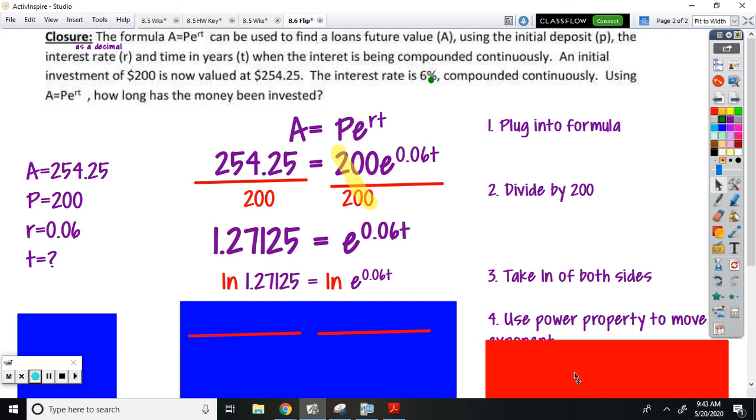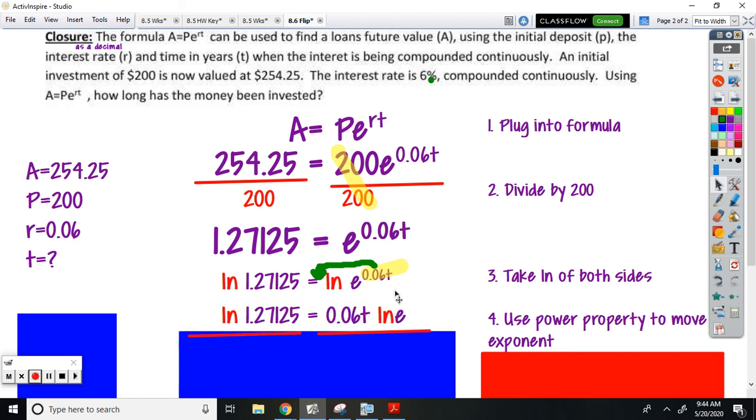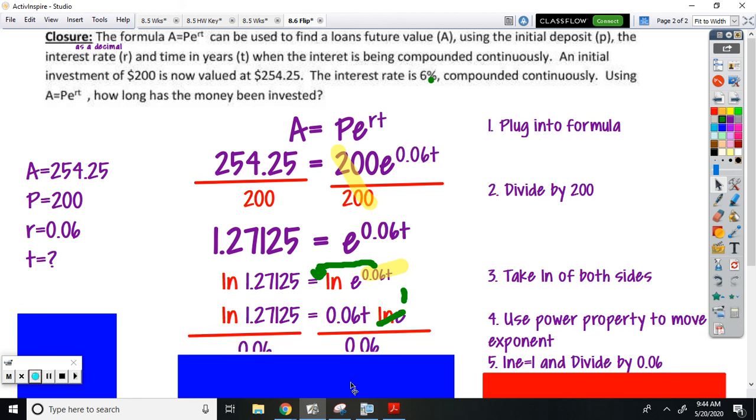The next step is to use the power property to move the exponent. So we're going to take this exponent and we're going to move it out front using that power property. So we would have 0.06t times the natural log of e. Now remember, the natural log of e is just 1. So you can get rid of that. So we now just have 1 times this is just 0.06t. So the natural log of e is 1, and then we will divide by 0.06 on both sides.